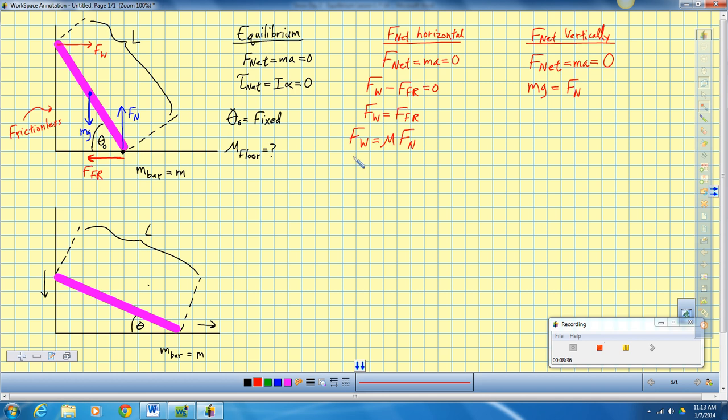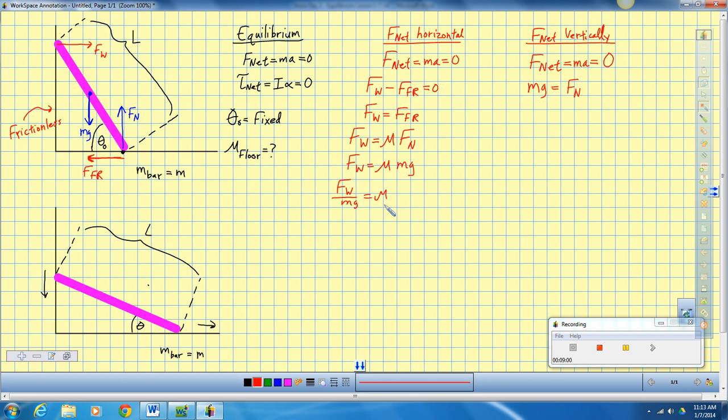So I can plug in and say that the force of the wall is equal to mu times that normal force, which is just mg. This is fine. I'm given mass of the bar. I'm allowed to just use that as m, so that's fine. G is fine, but I don't know how big this force of the wall is. So I can't just say, oh, mu equals whatever. I can say force of the wall divided by gravity is equal to mu, but I still need a way to find mu. Or, sorry, find force of the wall.